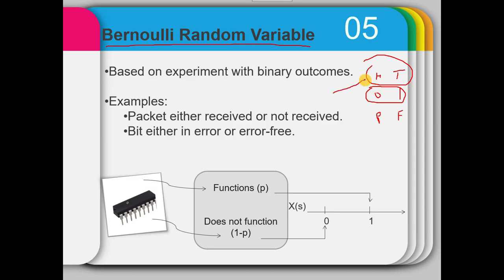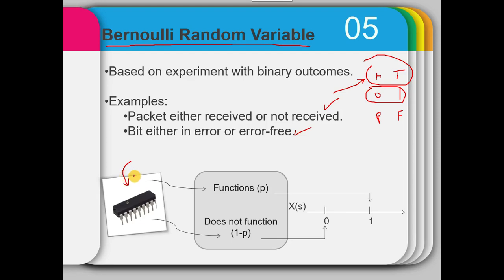So we can say that a coin toss is actually a Bernoulli random variable where we either observe a head or a tail. In these two examples, a packet is either received or it is not received, and a bit has either an error or it has no error. These are examples of a typical Bernoulli problem. We like to represent this random phenomenon of error taking place, or of a packet being received or not received, by a Bernoulli random variable. In this example, we say that this is an IC, and this IC either functions or it does not function. So the functioning of an IC is actually a Bernoulli random variable.